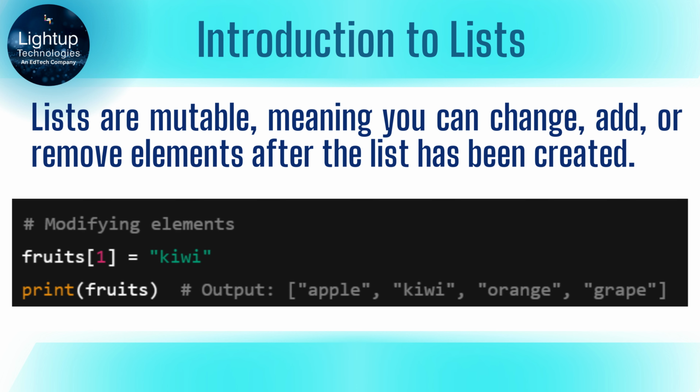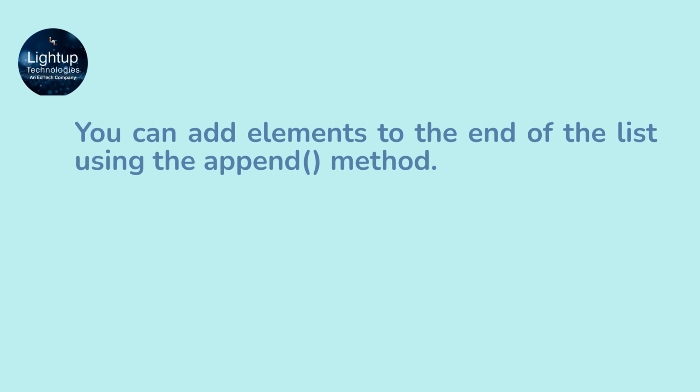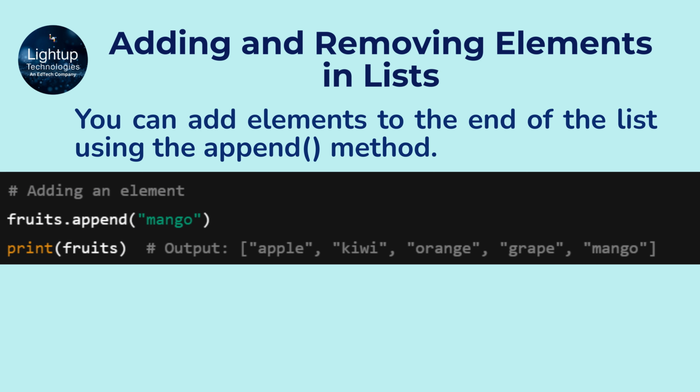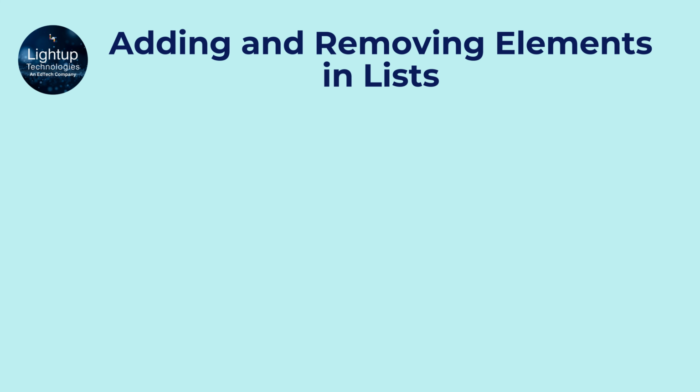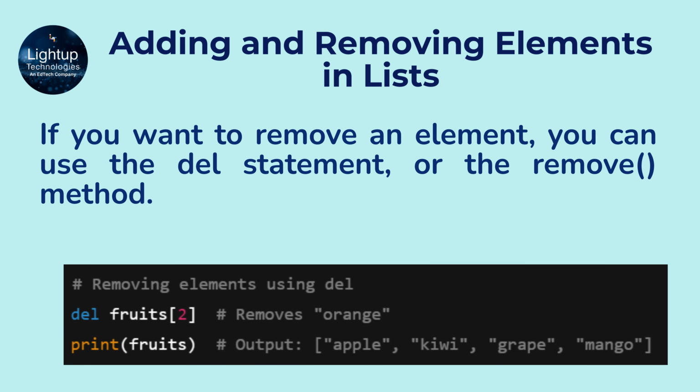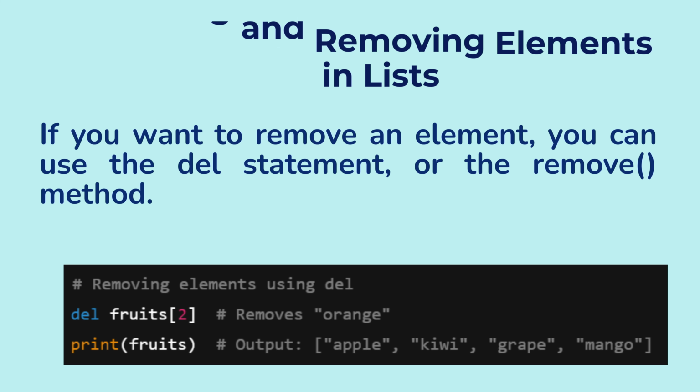Lists in Python can also be modified. You can change an element at a specific index, like below, we changed banana to kiwi. You can also add and remove elements easily, as we will see shortly. You can add elements to the end of the list using the append method. If you want to remove an element, you can use the del statement or the remove method.